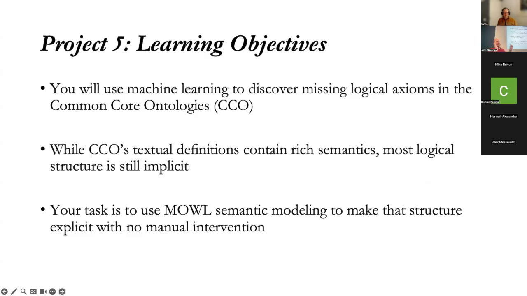So there are 11. I think everybody can do one. If not, I'll give you a different one. I'll give you IES or something. IES will be a great example because it has no axioms. While CCO's textual definitions contain rich semantics, most logical structure is still implicit. Your task is to use MOWL semantic modeling to make that structure explicit with no manual intervention. Minimal manual intervention. I'm an optimist.